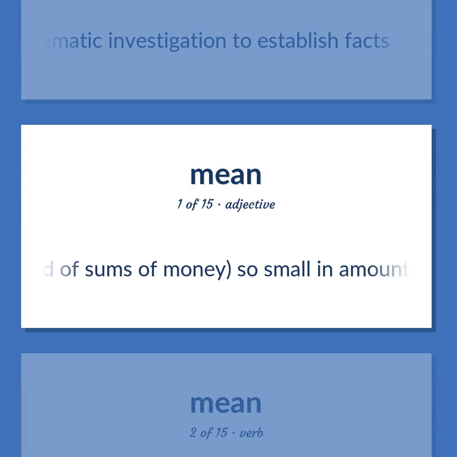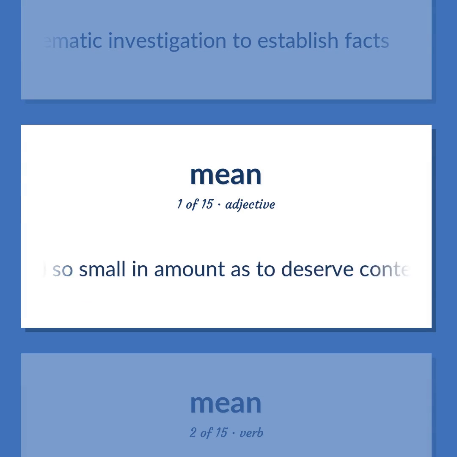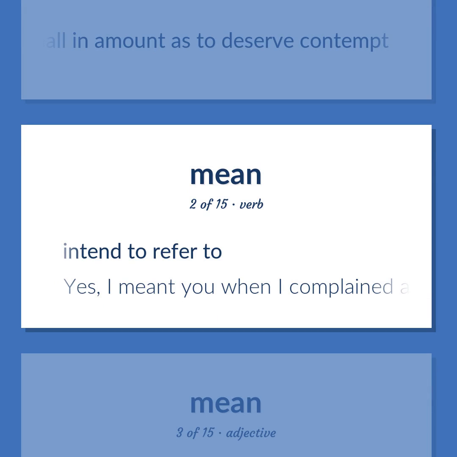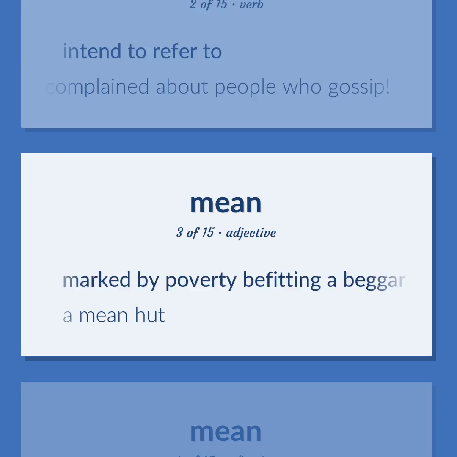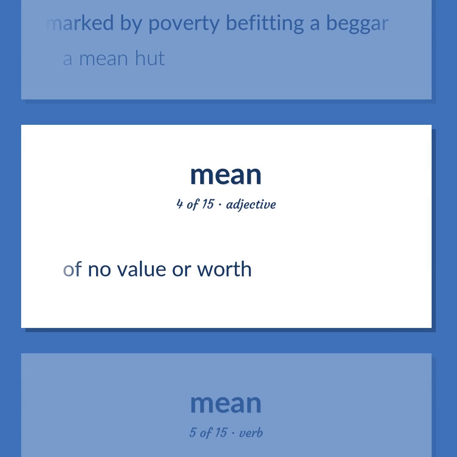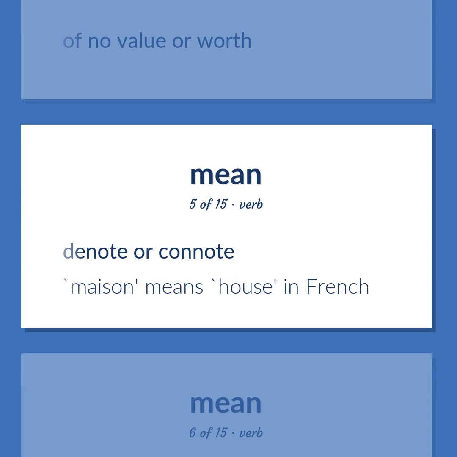Used of sums of money, so small in amount as to deserve contempt. Intend to refer to. Yes, I meant you when I complained about people who gossip. Marked by poverty befitting a beggar. A mean hut. Of no value or worth. Denote or connote. Maison means house in French.